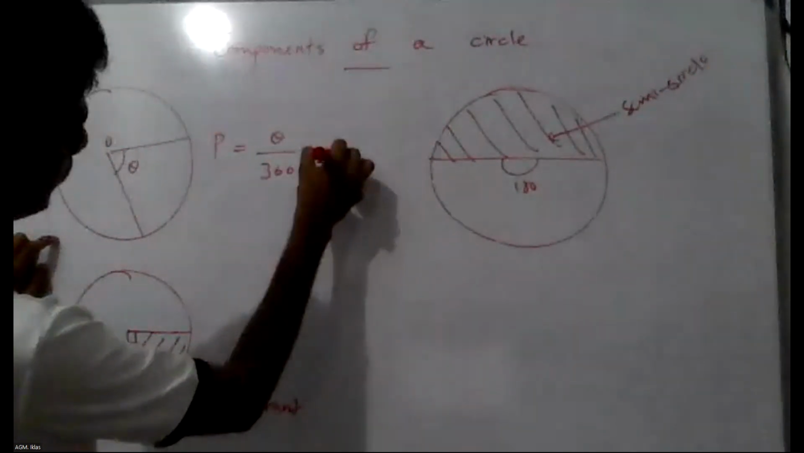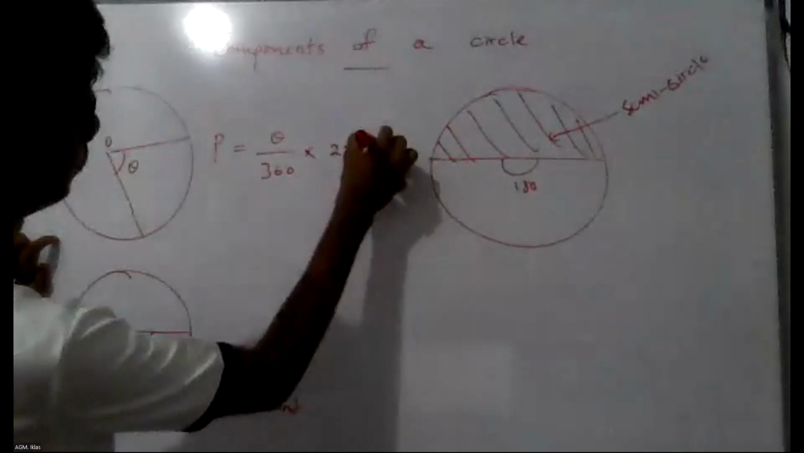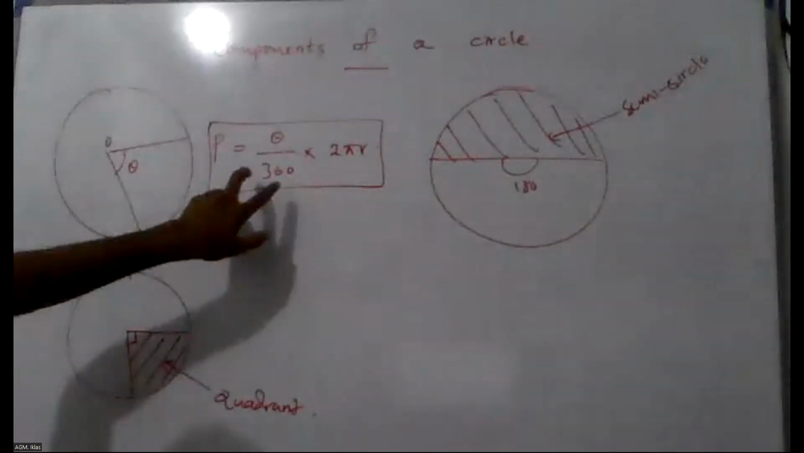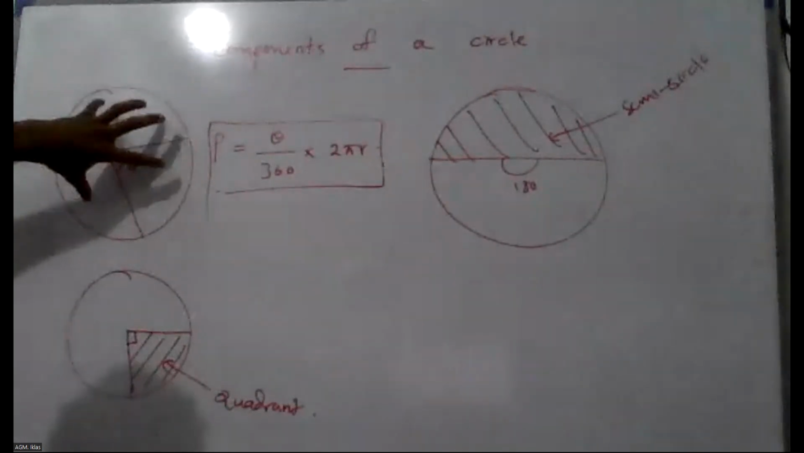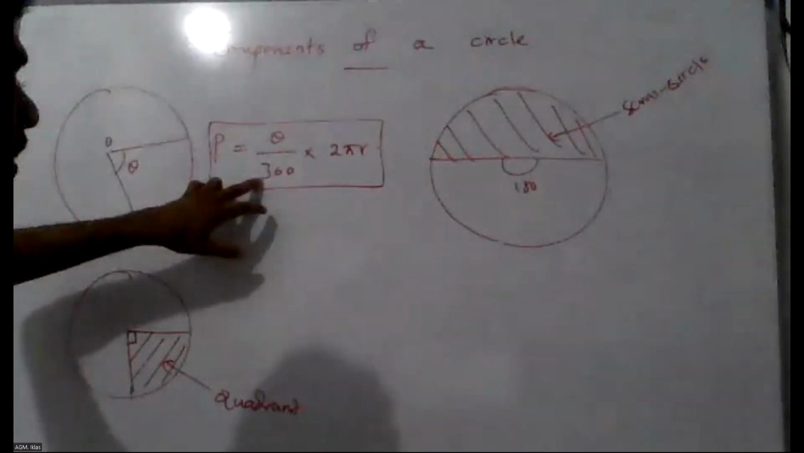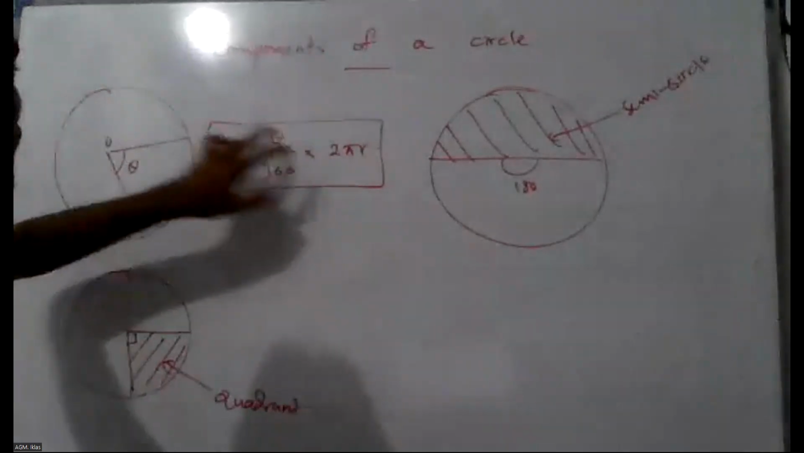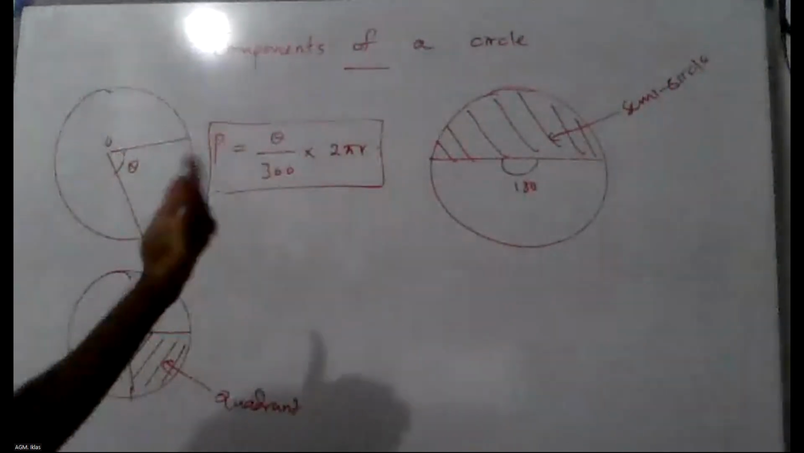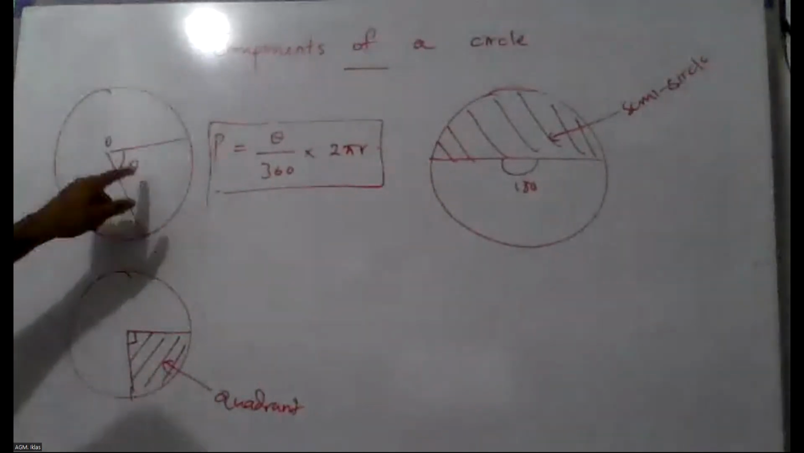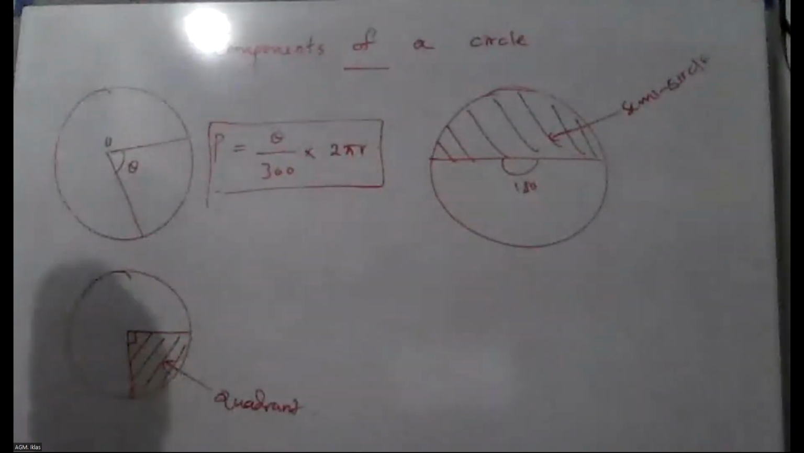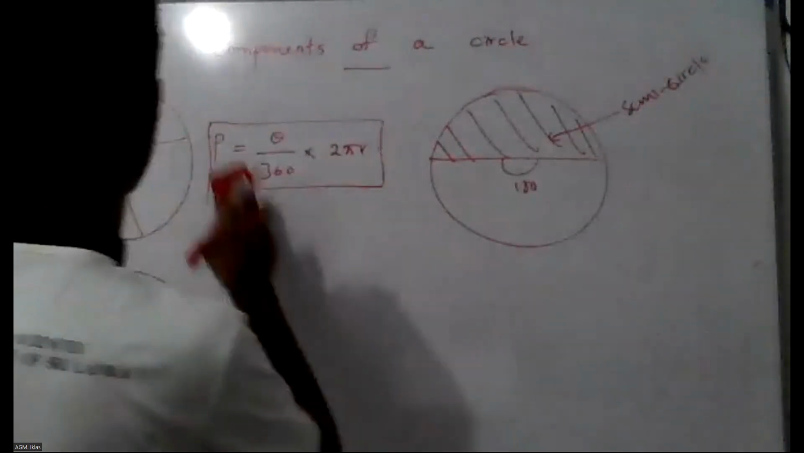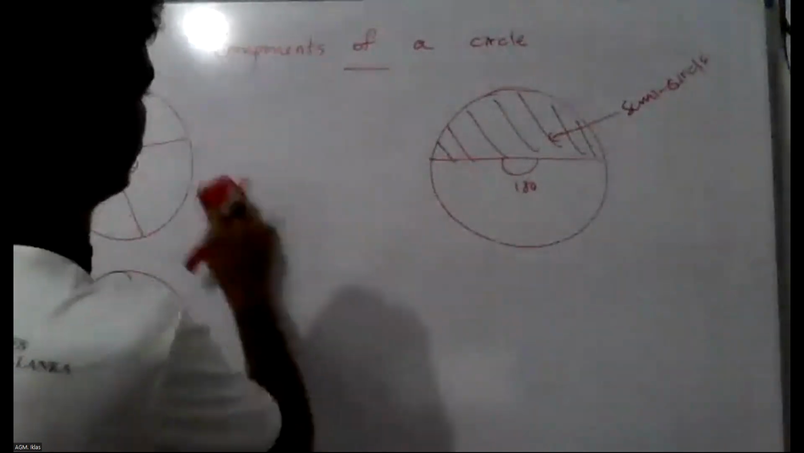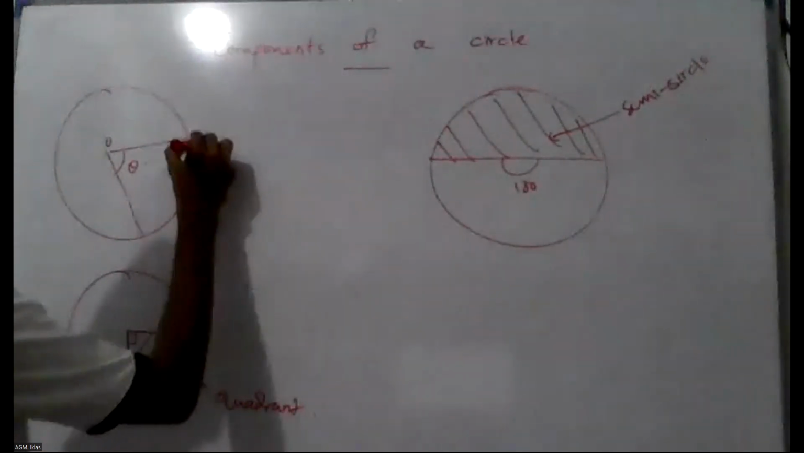Now, the general equation for the length of a sector's curved boundary is P equals theta over 360 into 2 pi r. For the complete circle, 360, the circumference is 2 pi r. So what is the length of the circumference for a theta? That is called arc length. That is not perimeter actually, it is arc length.